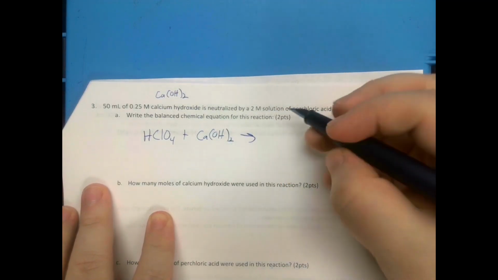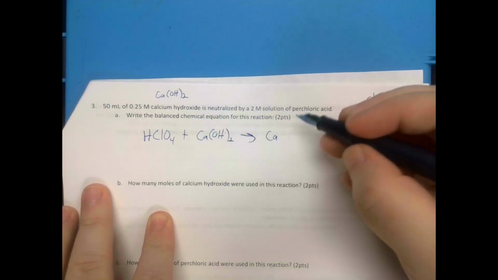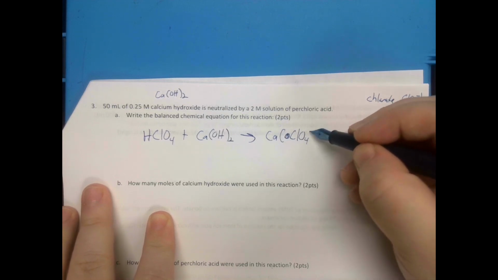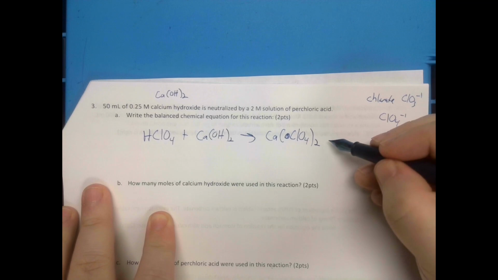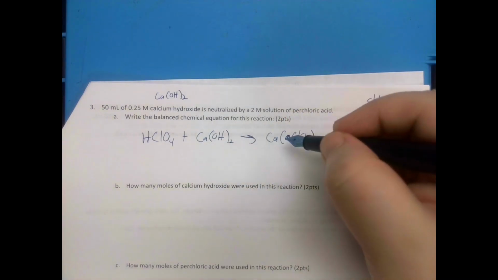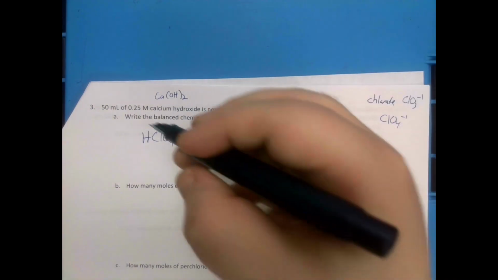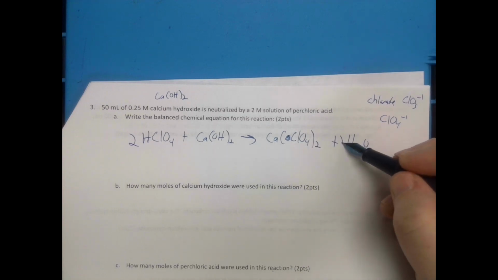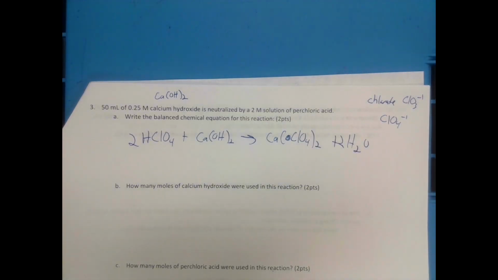Ca(OH)2, and this is literally the exact same thing as the previous problem. Nothing really changes, except you put 4 on the oxygen and use calcium instead. So I need to double my chlorine and double my water. There you go, balanced equation.